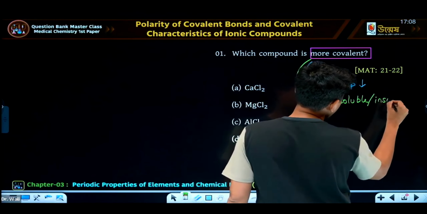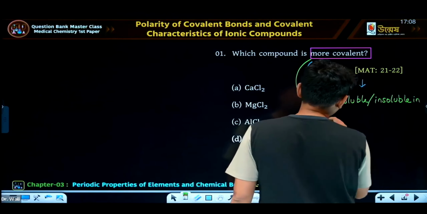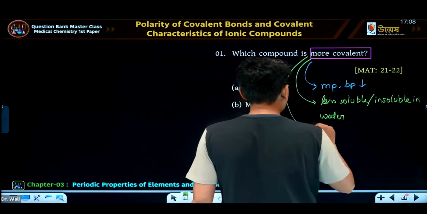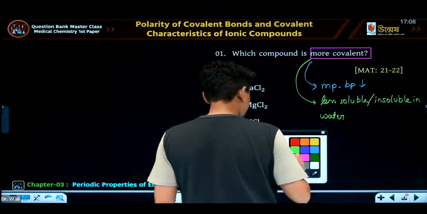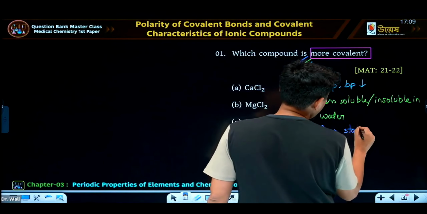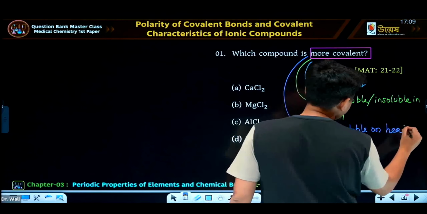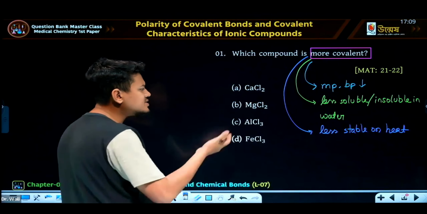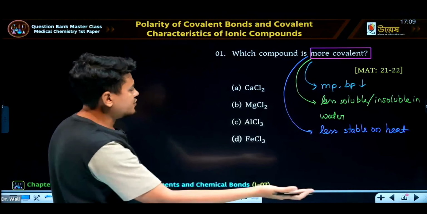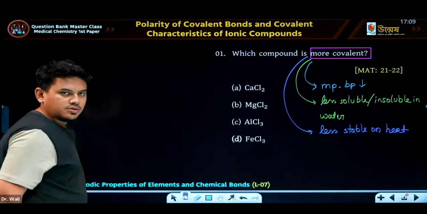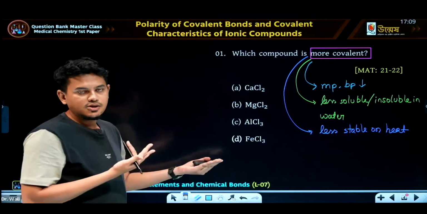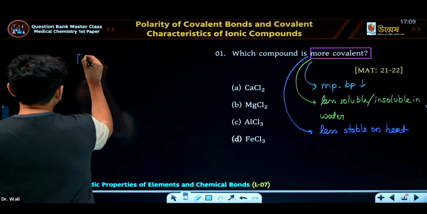It can also be asked this way: which one is more stable or less stable on heat? In this way many questions can be asked. Anyway, this is a straightforward question asking about which compound is more covalent. Now, since all the anions are the same, but all the cations are different, for determining the more covalent compound, we have to apply Fajan's rule.